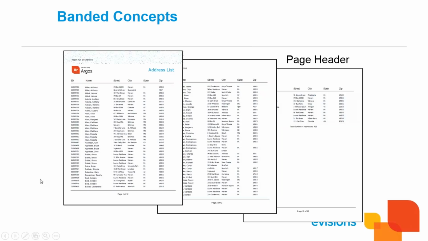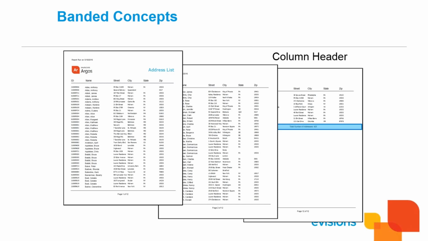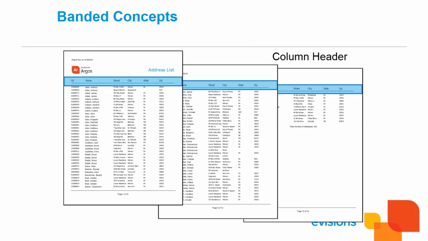The first of the optional bands is the page header. The page header prints at the top of each page. You can also have a page footer, and this will print at the bottom of each page. There is a title band, and the title will print only on the first page. Just like the title band, we also have a summary band, and that will only print on the last page. There are also column headers, which will print at the top of each page.